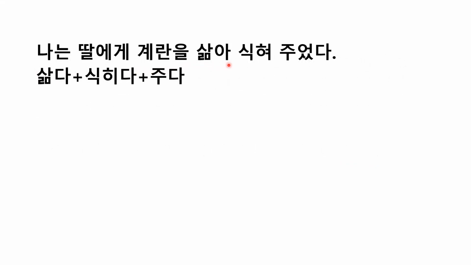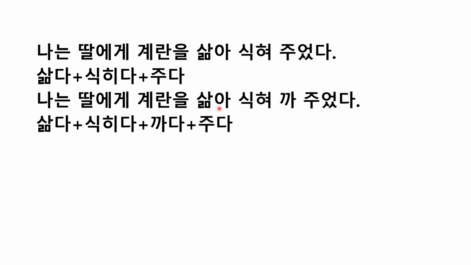나는 딸에게 계란을 삶아 식혀 주었다. You have 삶다, 식히다, 주다 put together. Boiled, cooled, and gave. You have three activities put into one unit. You have three verbs put into one unit of verb. So three verbs compounded for one purpose of an activity. You boiled, cooled, gave the eggs to your daughter.